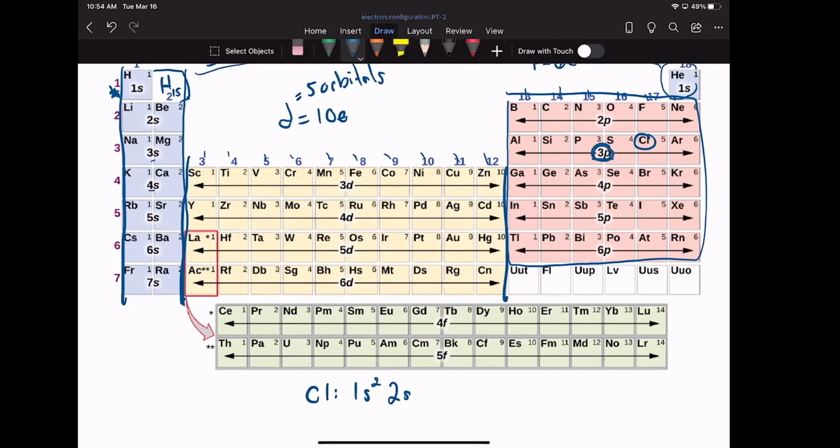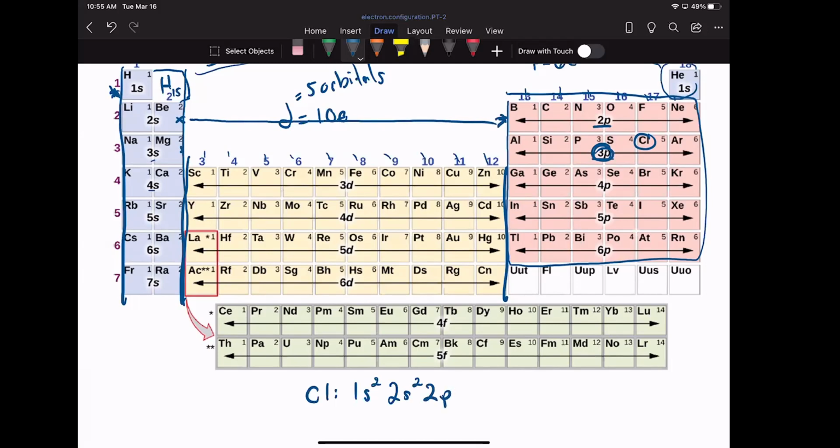Well, I got to make my way down here, which means that this has to be full, this has to be full, this has to be full. So 2 electrons go into the s subshell. And now I'm going to go across. I'm not going to jump. I'm going to go across.